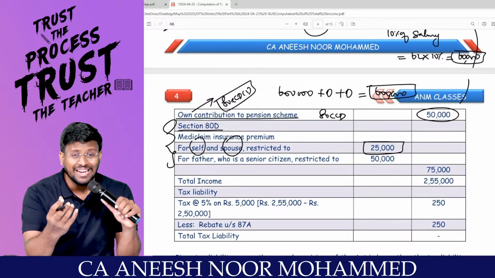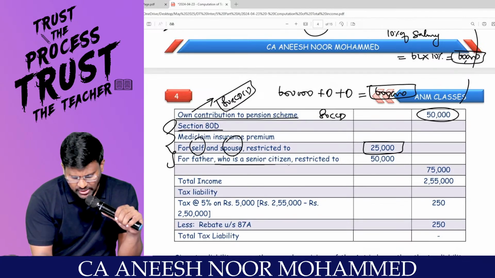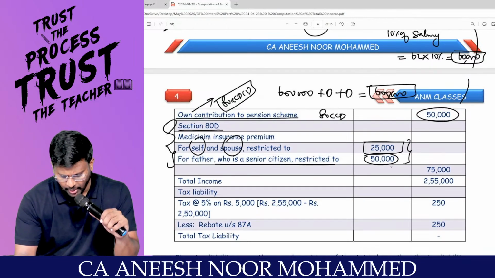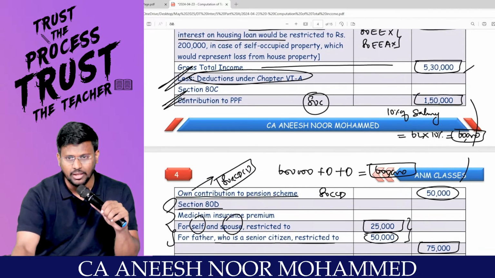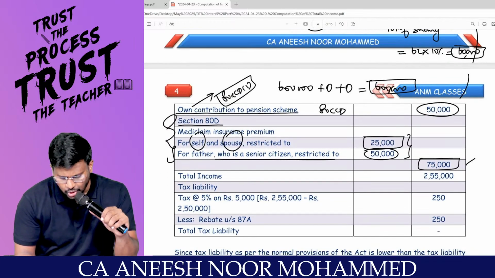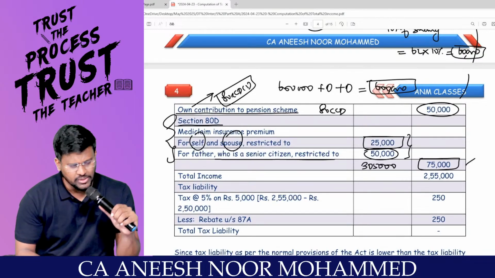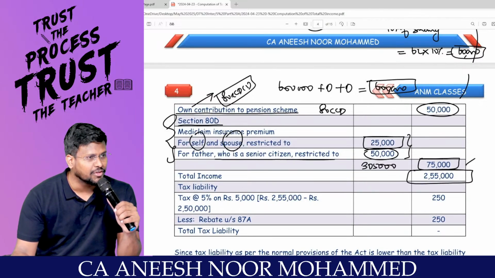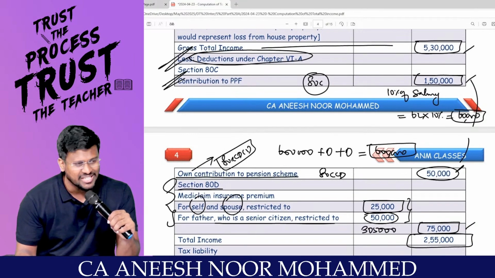But parents, dependent or not, set number 2. For father who is a senior citizen, restricted to 50,000. So total 50 plus 25, 75,000. Come on, man. Sir, 5,30,000 minus 1,50,000 minus 75,000 comes to 3,05,000. Are you really with me? But what is the total income here? 2,55,000.